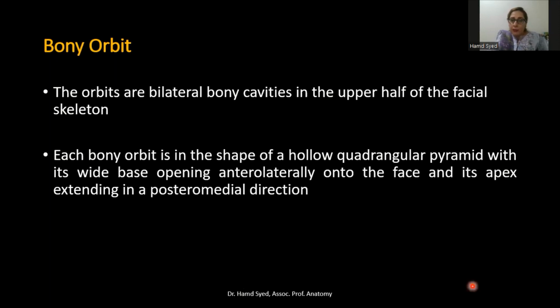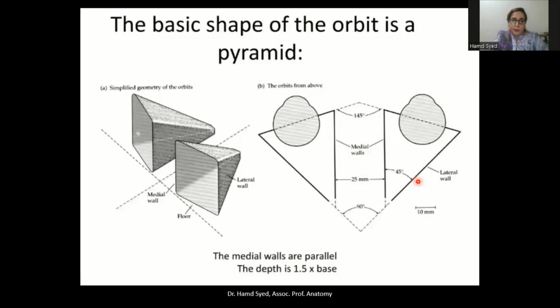Now, when we say quadrangular, we know that it has four sides. With the wide base, which is opening anterolaterally onto the face, but the apex of the pyramid extends posteriorly and medially. So here is the orbit. You can see that this is a quadrangular pyramid. It has these four walls: the roof, the floor, the medial wall, and the lateral wall.